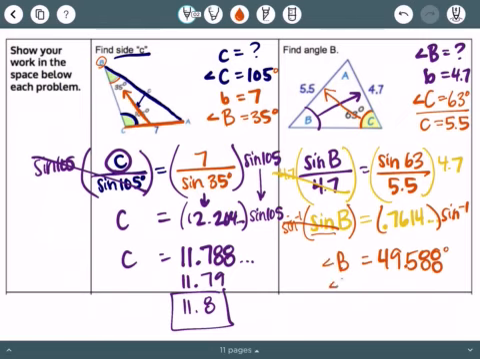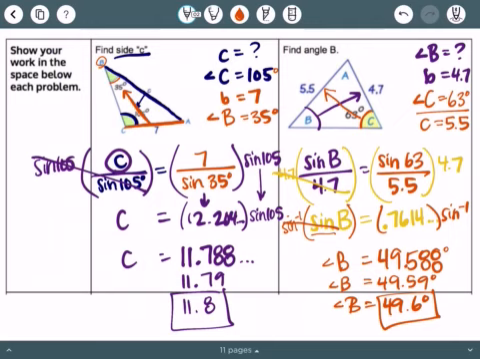All right, I could also write angle B is 49.59 degrees, or I could write B is 49.6 degrees. All of those would be equal. Excel, again, is going to ask you for tenths, the tenths place. So those are my problems.